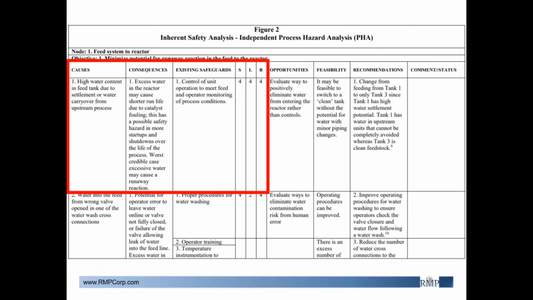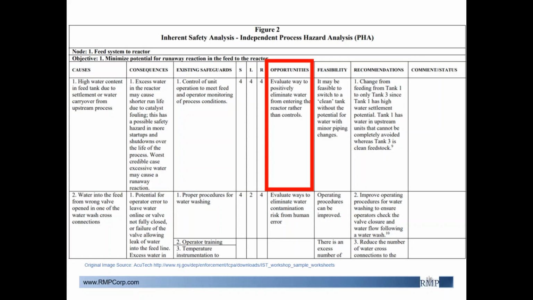The hazard evaluation team reviews the cause, consequence, and existing safeguards developed during the traditional HAZOP study. And then the team identifies possible opportunities for eliminating the hazard or reducing the risk through ISD strategies, which is documented in the opportunities column.